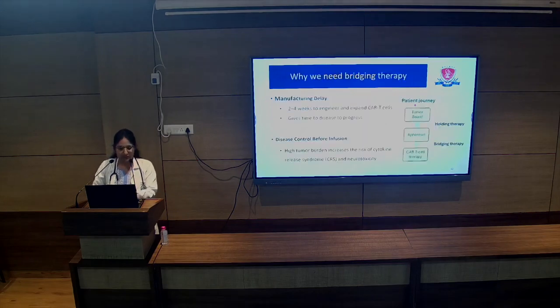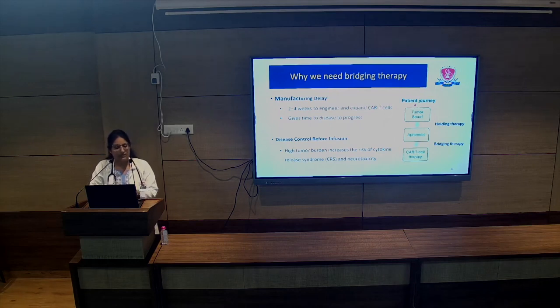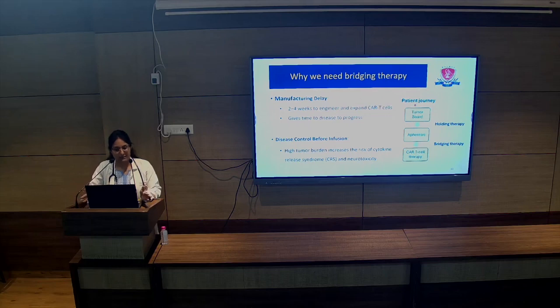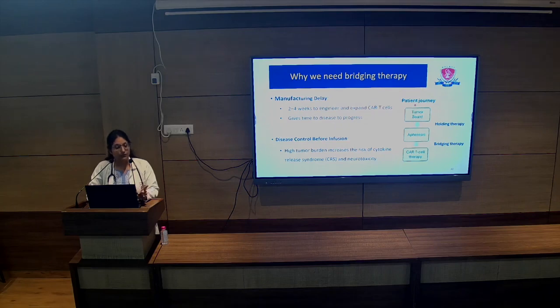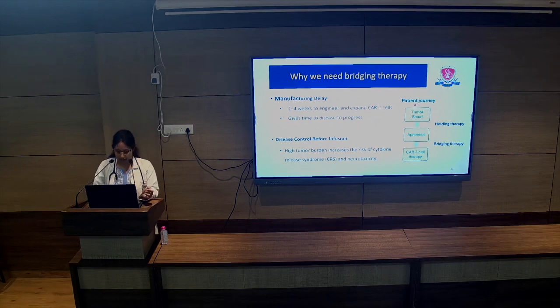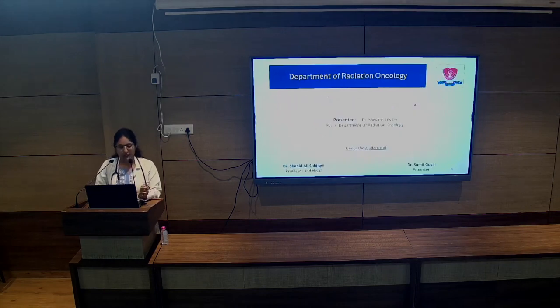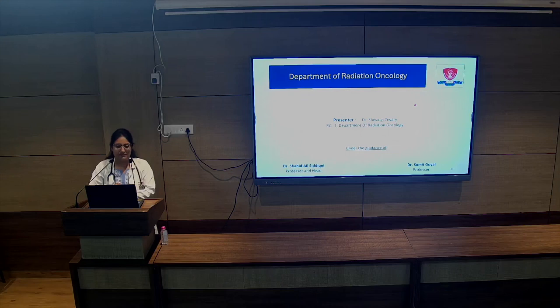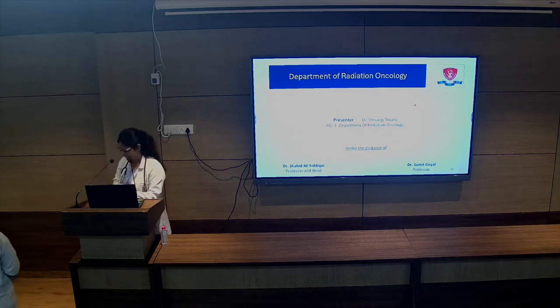Now, what is bridging therapy? When we plan a patient for CAR T cell, we first need to take the cells from the patient and then transfuse them back. But during this process, there is a manufacturing delay of 2 to 4 weeks. So, to stop the disease from progressing during this time, we need to give bridging therapy. The second reason was that if there is a high tumor burden before the CAR T, there is a greater chance of toxicity like CRS and neurotoxicity. I would now like to call upon Dr. Shivangi to discuss the INRT therapy.